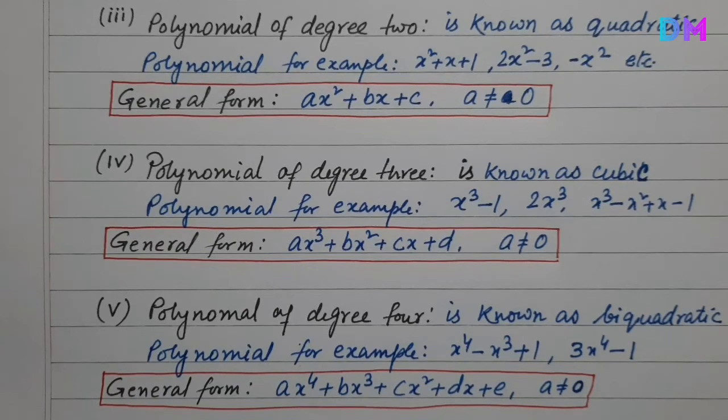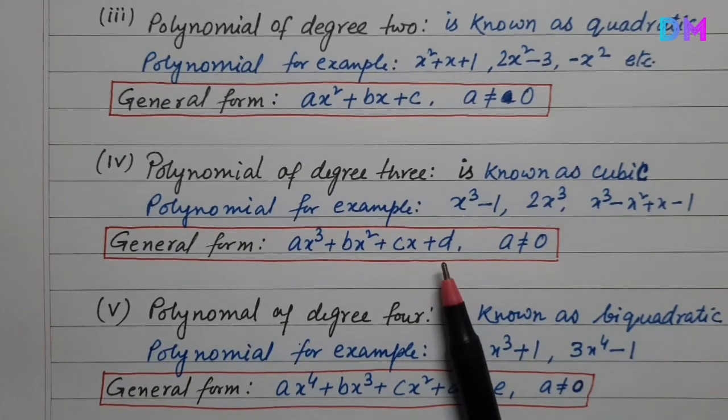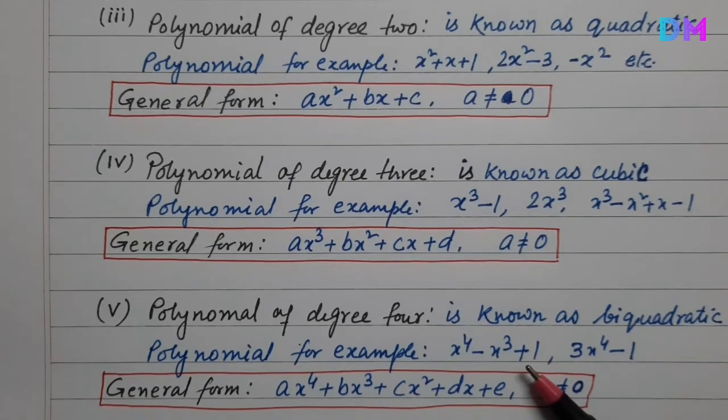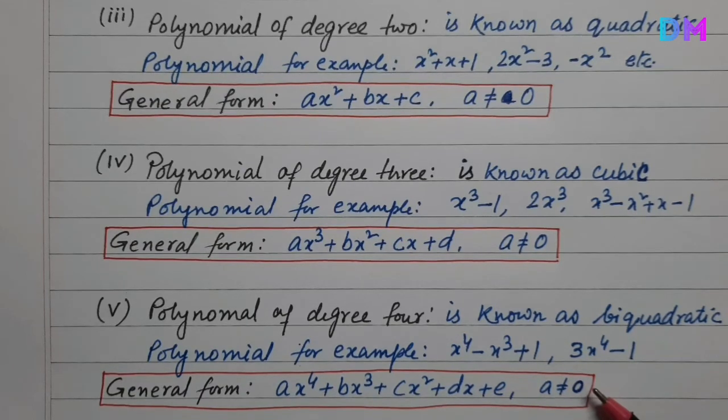Similarly, a degree 3 polynomial is known as a cubic polynomial, and a degree 4 polynomial is known as a biquadratic polynomial. The examples of cubic polynomial are x cube minus 1, 2x cube, minus x square plus x minus 1. And the general form of a cubic polynomial is ax cube plus bx square plus cx plus d, where a should not be equal to 0. And these are the examples of biquadratic polynomial. And the general form of biquadratic polynomial is ax to the power 4 plus bx cube plus cx square plus dx plus e, where a should not be equal to 0.